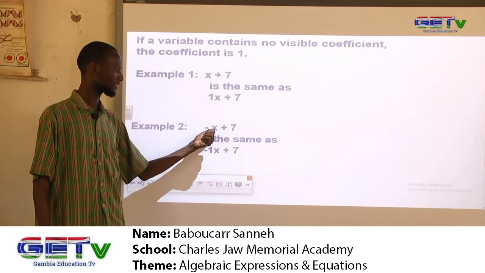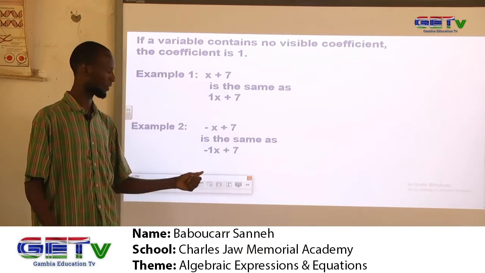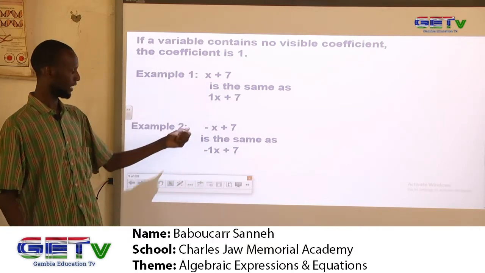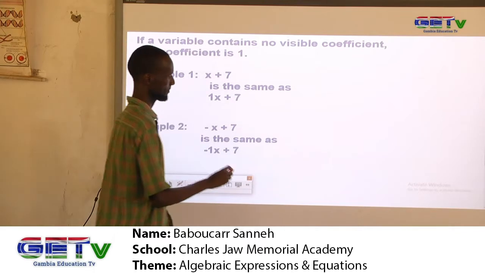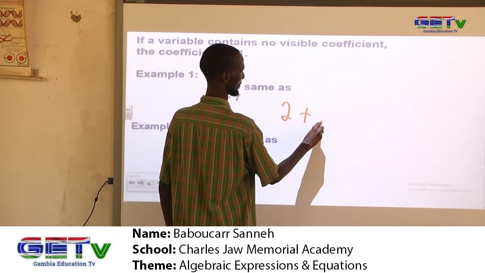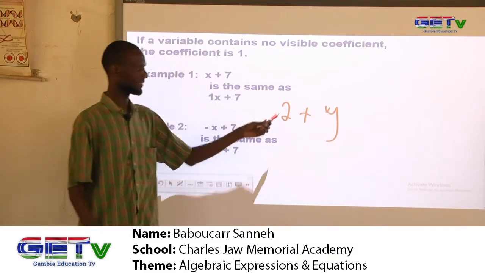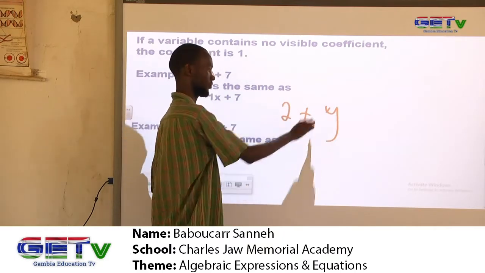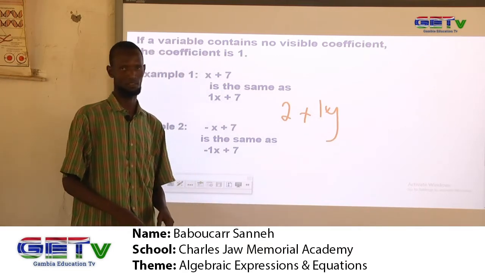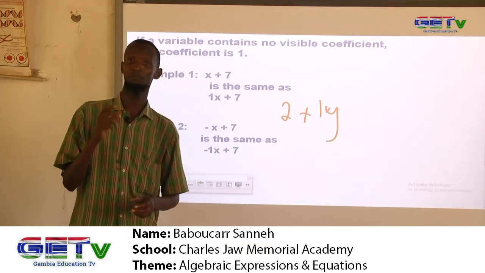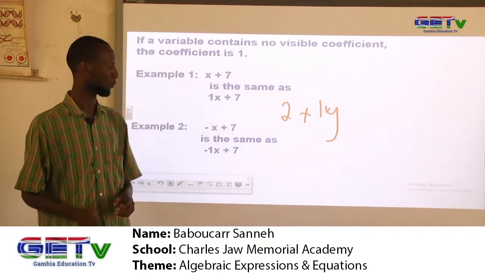Likewise, negative x plus 7 is the same as negative 1x plus 7. So again, although we don't see the 1 there, we know it is there. So if I do have 2 plus y, I know that there is no number visible here, but the 1 is actually there. So the coefficient of y in that case is 1. So we can simply agree that every variable has a coefficient. It's either visible or not visible. If it is not visible, it is 1.